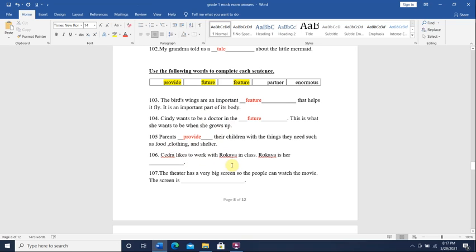Sidra likes to work with Rukaya in class. Rukaya is her partner. Partner is someone you work with. Okay, the theater has a very big screen, so people can watch the movie. The screen is enormous. Why enormous? Because it says it has a very big screen. Big, very big means enormous.